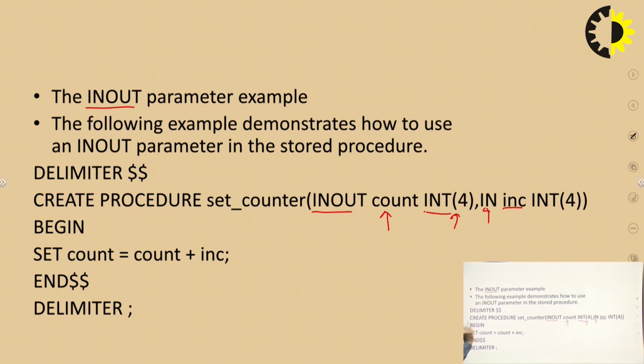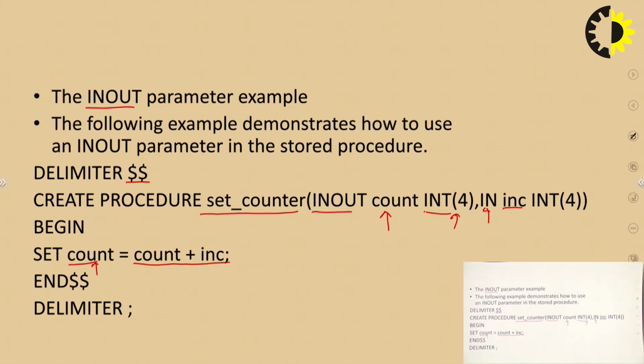Now we have created a procedure. Name of the procedure is set counter. Here we started the begin and we are using count and count plus increment. So whatever the value of count is incremented by the increment value which we have passed, and the addition will be again stored in the count. And again to remember, this time we are using the delimiter double dollar sign.